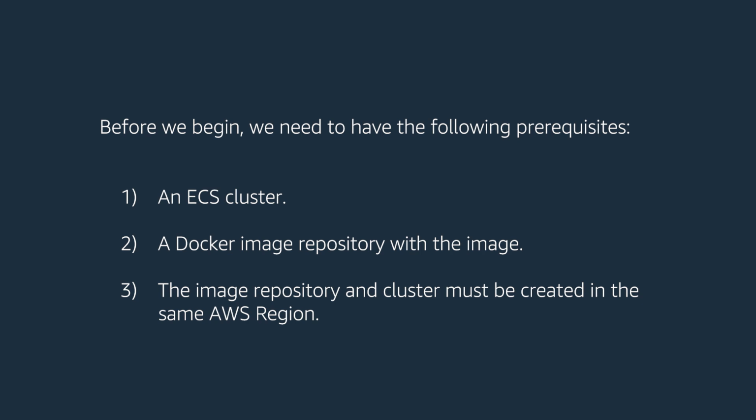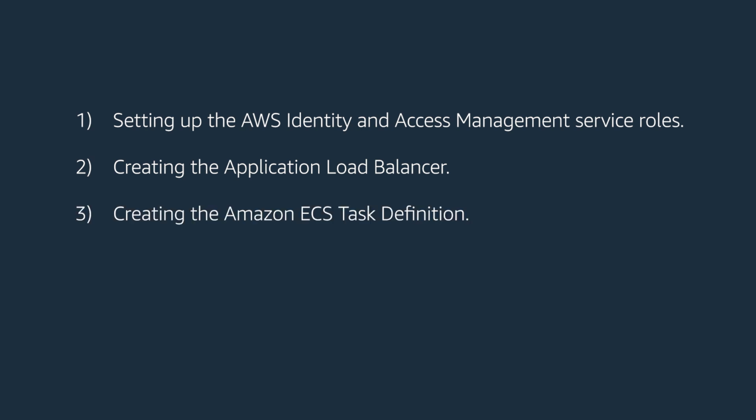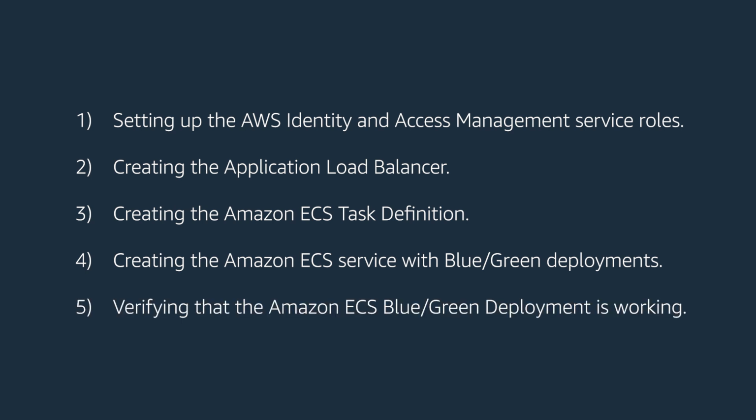Let's break down our steps in this video into 5 parts. Setting up the AWS Identity and Access Management service roles. Creating the application load balancer. Creating the Amazon ECS task definition. Creating the Amazon ECS service with blue-green deployments. Verifying that it's working.